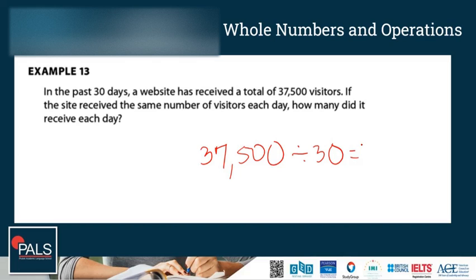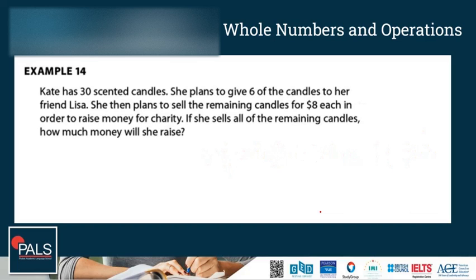37,500 divided by 30. The answer is 1,250. So it means there are 1,250 visitors to the website each day. Let's look at another example. Example number 14.